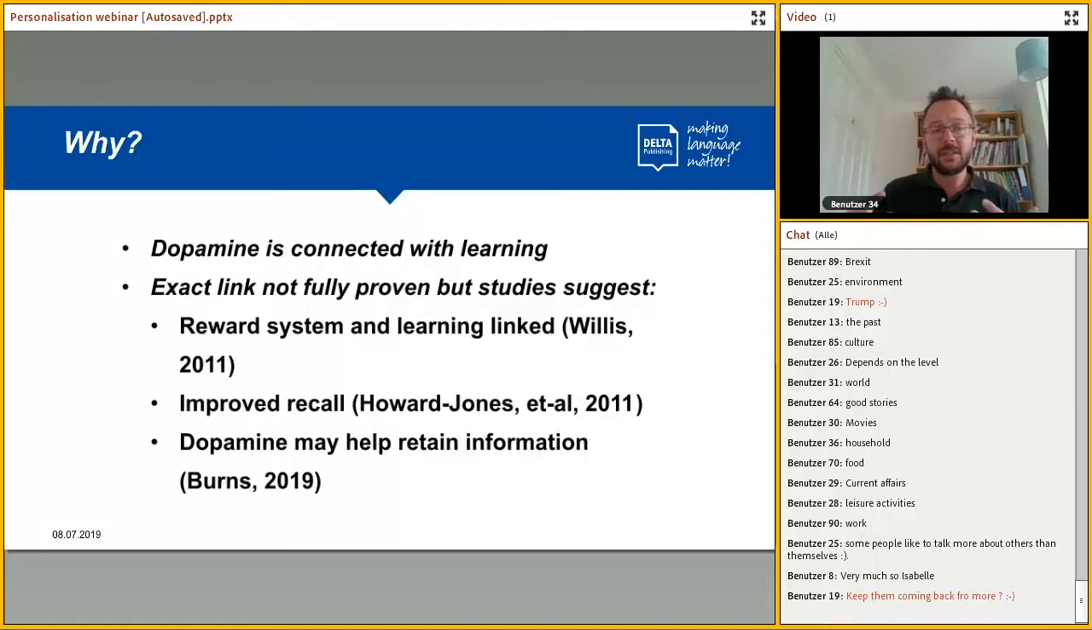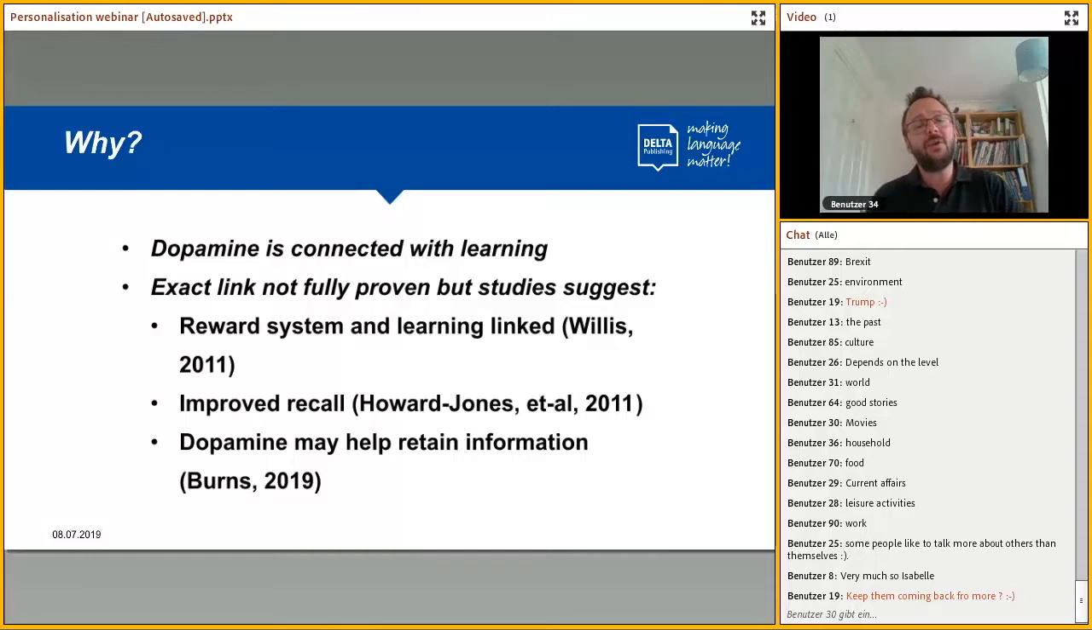And the exact link is not proven, but there are a number of studies that suggest that the dopamine system does have a positive impact on learning. For example, the reward system is often linked to learning. It can help with improved recall, and it may help retain information.